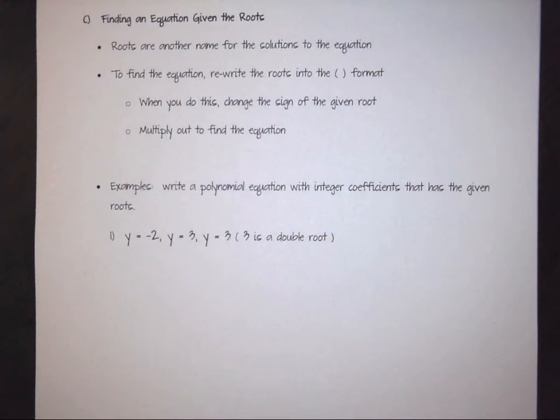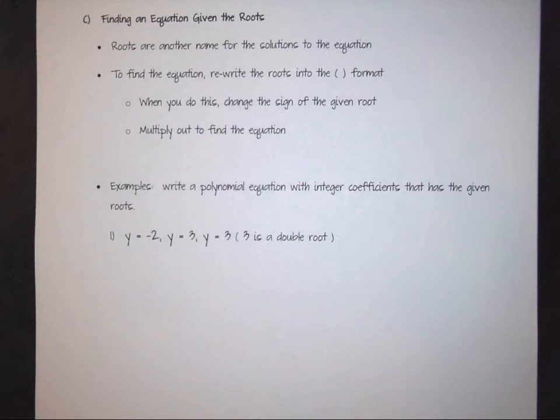In order to find an equation based on that information, you have to do what's called working backwards. We have to take those roots and reverse them back into factors and then multiply those factors together to get back to your equation. Essentially, it's like checking your work.